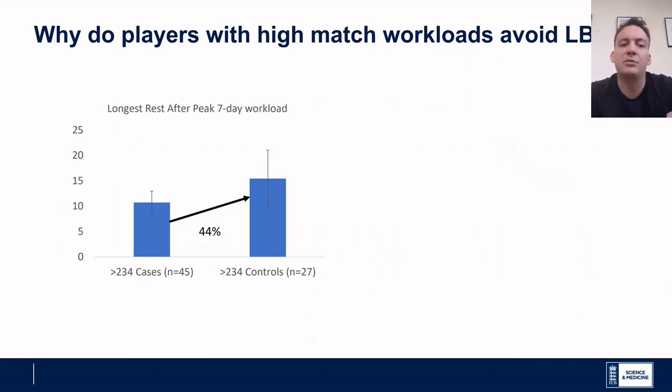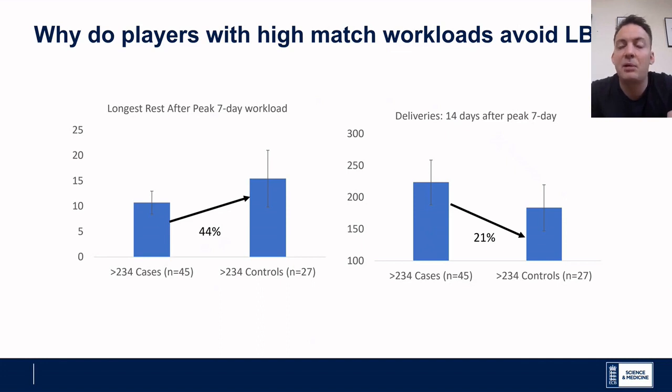But what differed was our rest values. So within 3 weeks of the spike in workload, our uninjured players embarked on a much longer rest than those who did get injured. So uninjured players typically would have an unbroken rest of around 15 days compared to cases whose longest rest was around 10 days. And this started in that 3 week period.